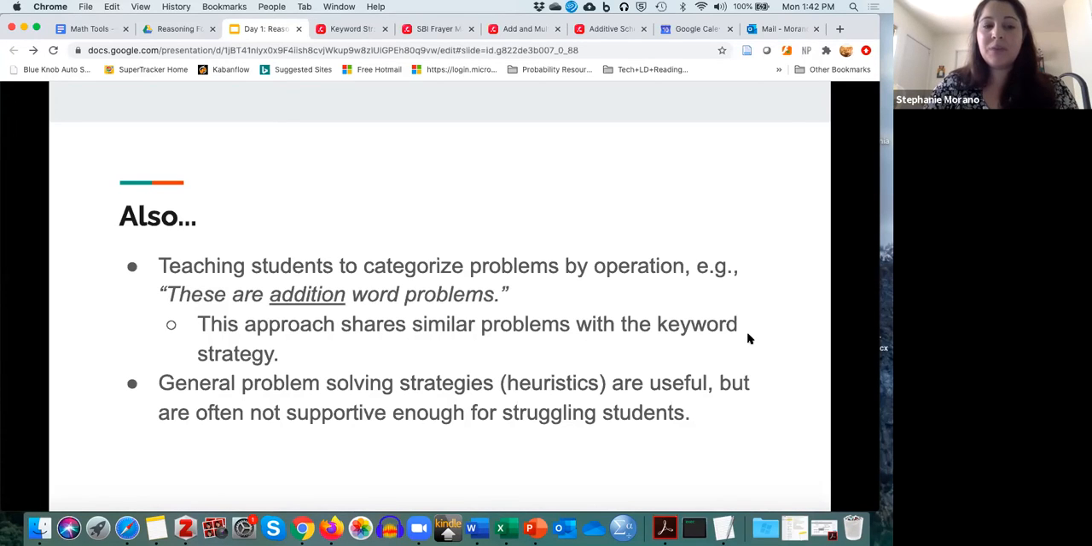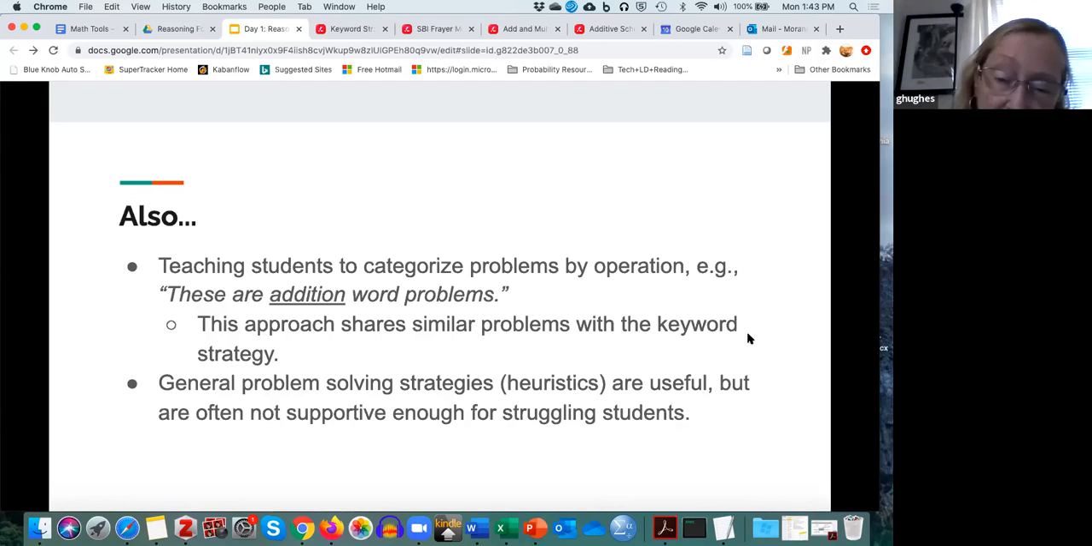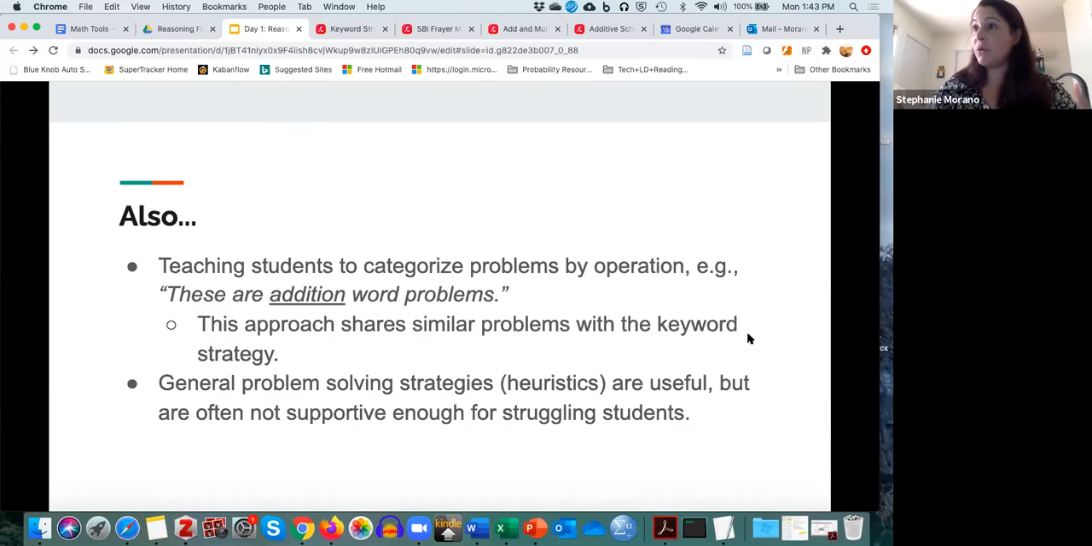And then general problem solving strategies, heuristics, or acronyms, those sorts of strategies can be really useful, but they're often not supportive enough for students with disabilities. So I just wanted to say that really quickly before we move on. There are lots of great problem solving strategies, but students with disabilities tend to need a lot of support. So the way we're going to talk about teaching problem solving is going to include a lot more support.